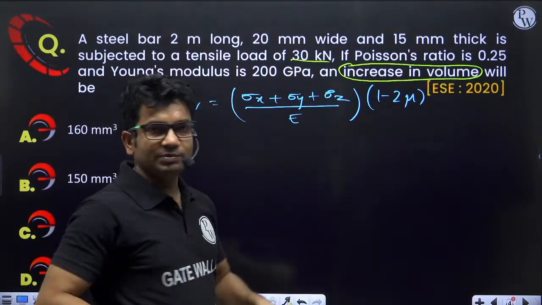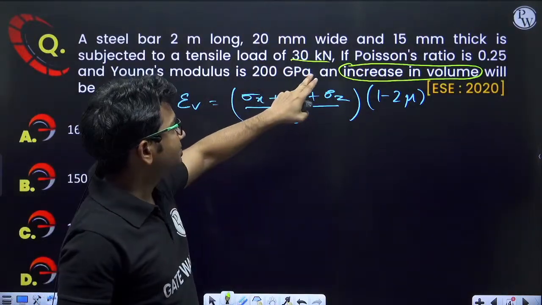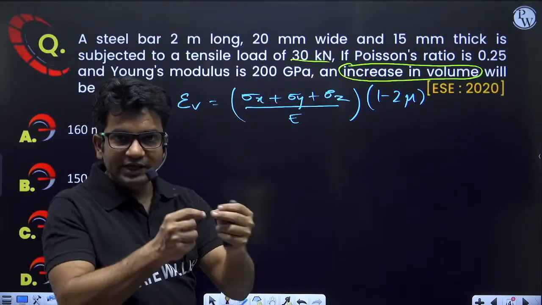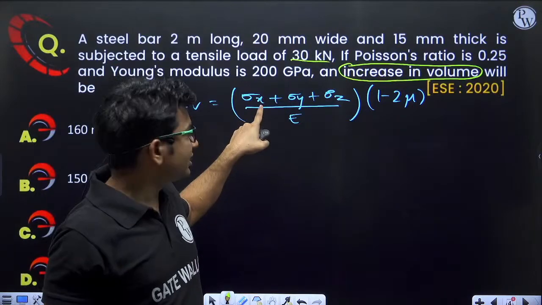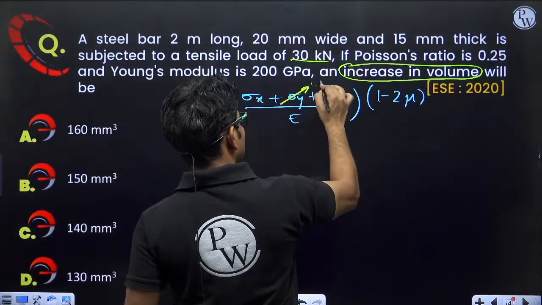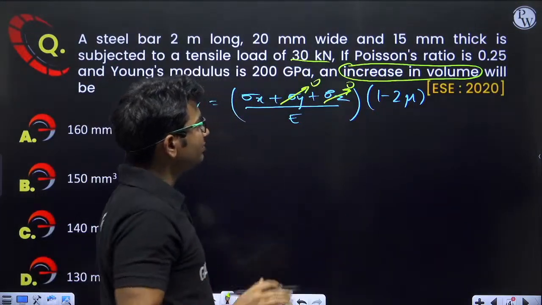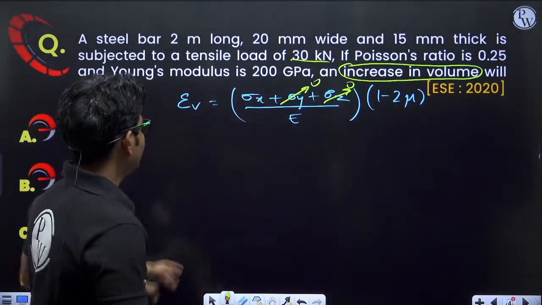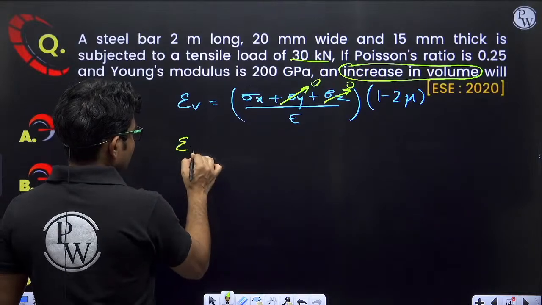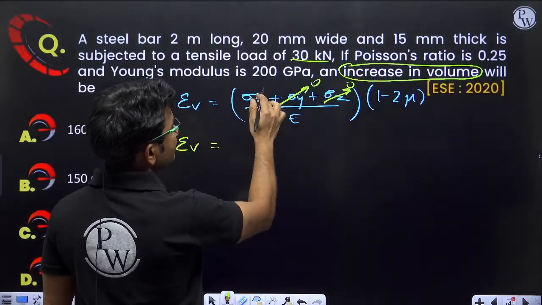So if a tensile load is applied, that means only an axial load is applied, only in the x direction. So stress will come in the x direction only. That means sigma y will be 0 and sigma z will be 0. These two will be 0. Poisson's ratio is given, Young's modulus is given. So from here we can find out the volumetric strain, which is equal to sigma x.